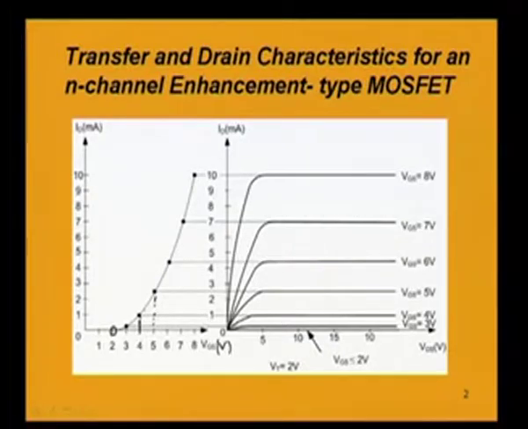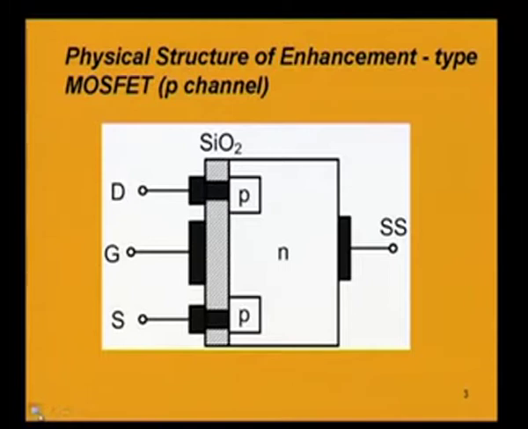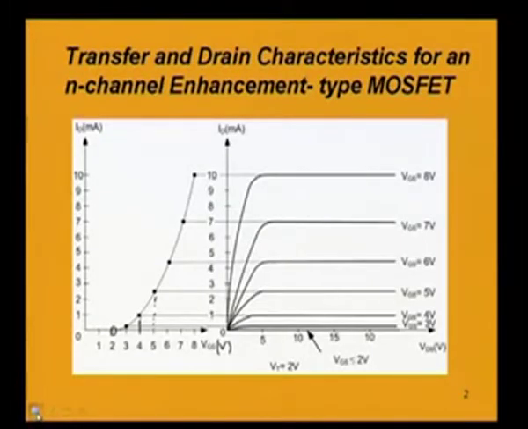Now, this N channel enhancement type MOSFET we have discussed, and we have already seen how the VI characteristic and the transfer characteristic are obtained. Now, there is another type of MOSFET which we are going to study now. This is the depletion type of MOSFET.